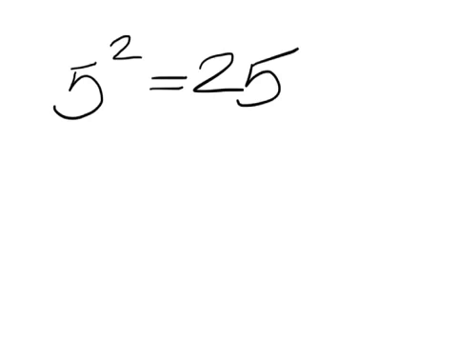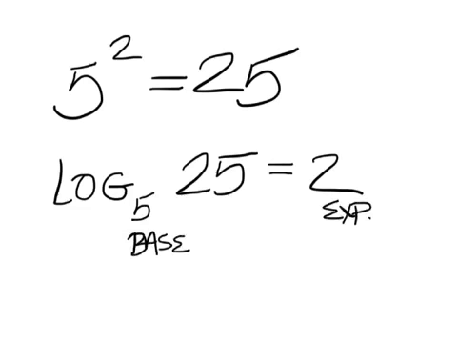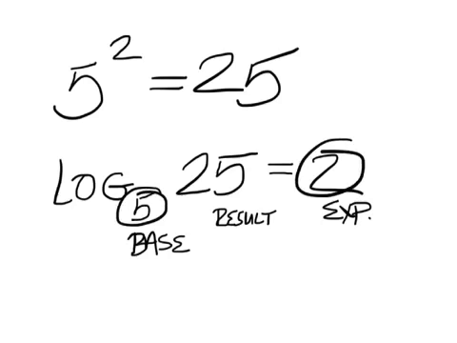Another way of looking at this is if you had 5 squared equals 25. If you write it in logarithm form, then it's log base 5 of 25 equals 2. Your base is here. This is your exponent, and this is the result of the exponential equation or expression. Log base 5 of 2 equals 25.